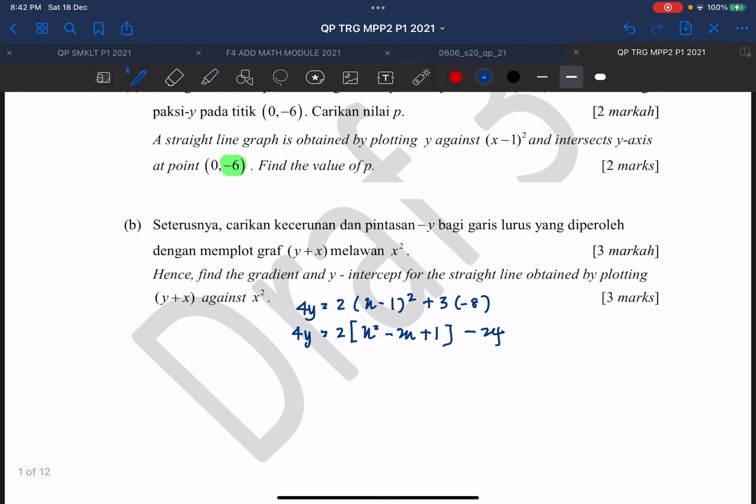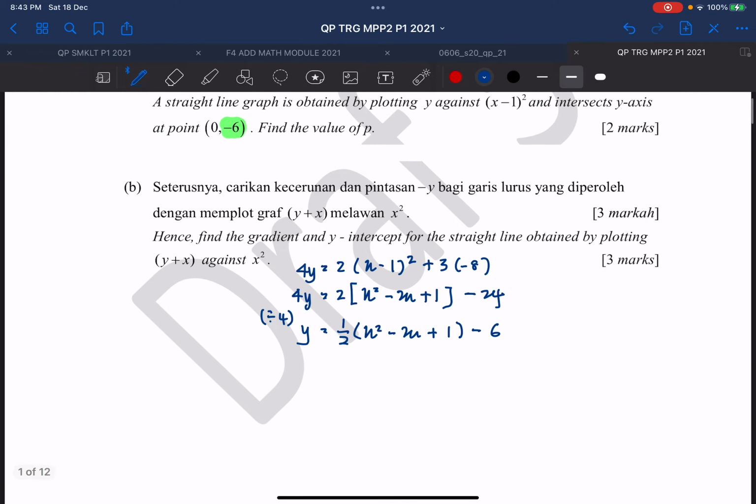And at this stage, you can continue to simplify or continue to expand, but I choose to divide both sides by 4 to obtain y on the left hand side. So when I divide by 4, on the left hand side I get y. I get 1 over 2 here, (x squared minus 2x plus 1) and -6. So I continue to expand. So I get 1 over 2 x squared minus x plus 1 over 2 minus 6.